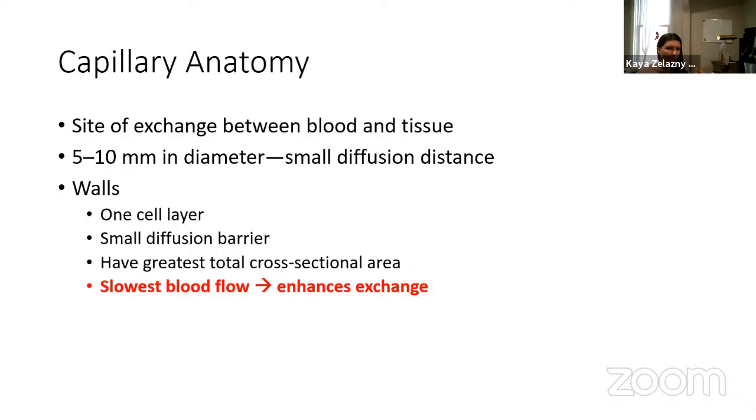Right? If you had blood rushing past the tissue really fast, you wouldn't have time for the things inside the blood and in the interstitial fluid, which we'll see is what directly abuts the capillaries, to reach equilibrium in terms of their forces. So it's important that we have this slow blood flow. We have lots of time for things to cross in and out.